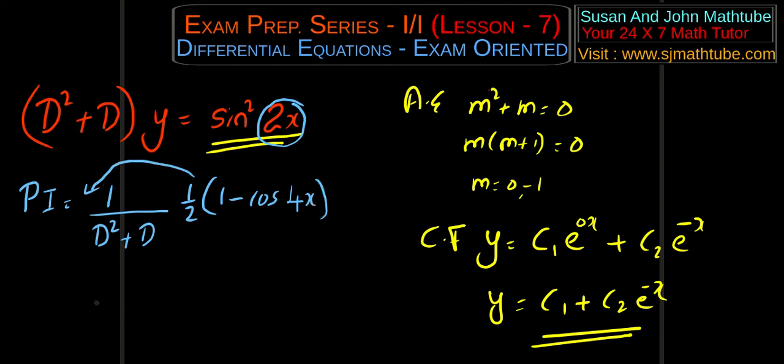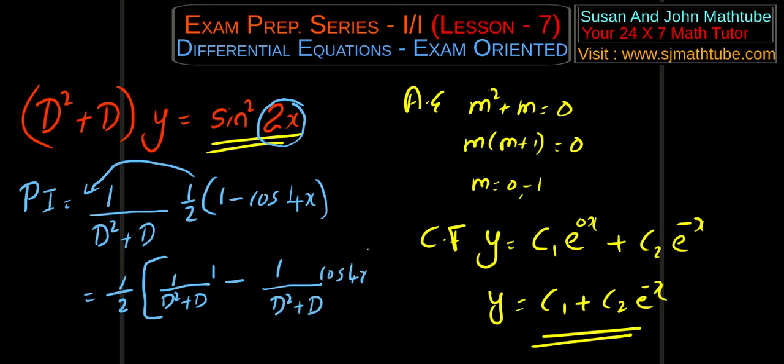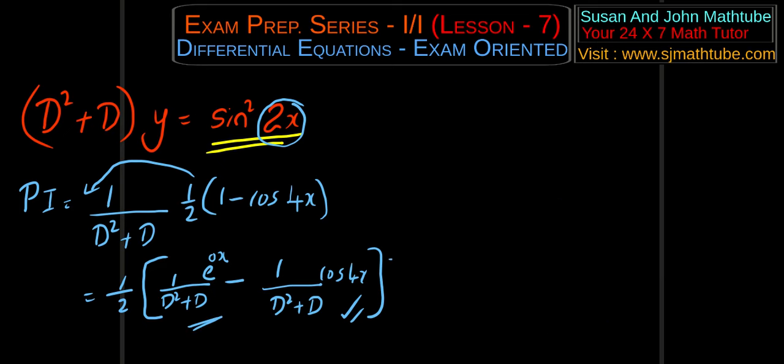Yeah, as usual, you take this 1 by 2 outside and you can split this: 1 by (D square plus D) of 1 minus this. So you can get 1 by (D square plus D) of 1, and 1 by (D square plus D) of cos 4x. Now I'll discuss one more line. What will happen to this 1? 1 will be e to the power 0x. Here we plug in 0, and of course this is type 2. So type 1 over here and type 2 over here. Okay, now let's continue with this.